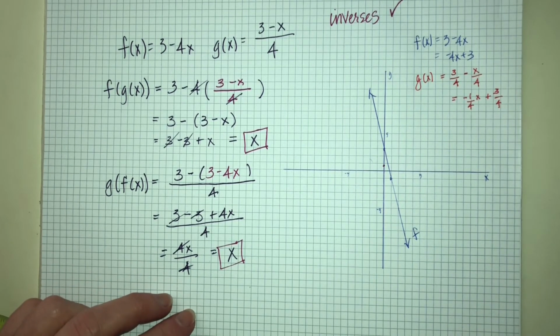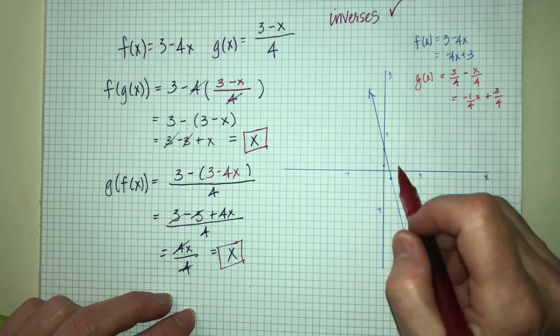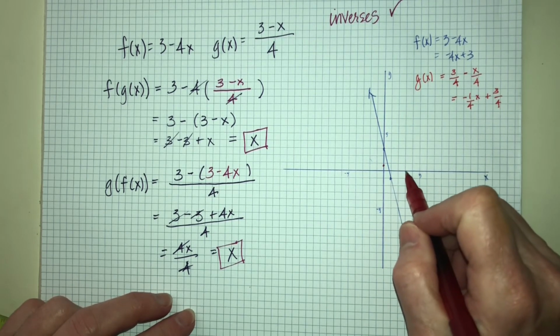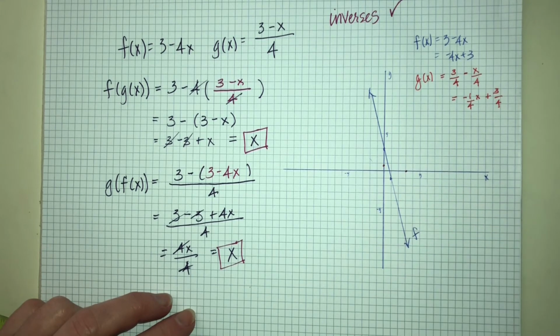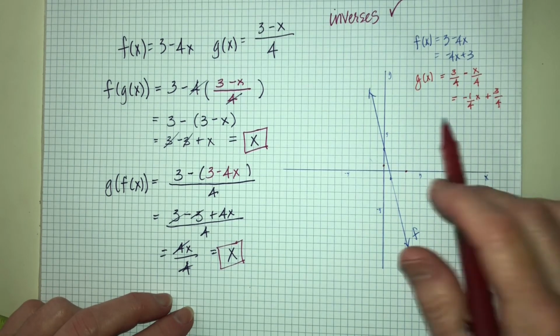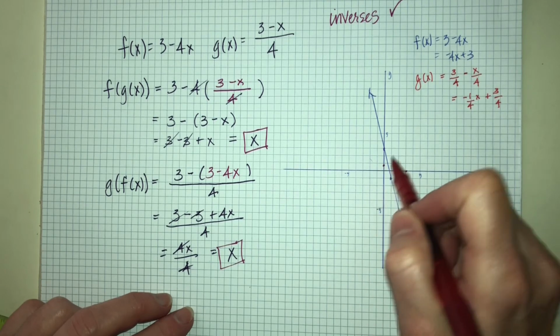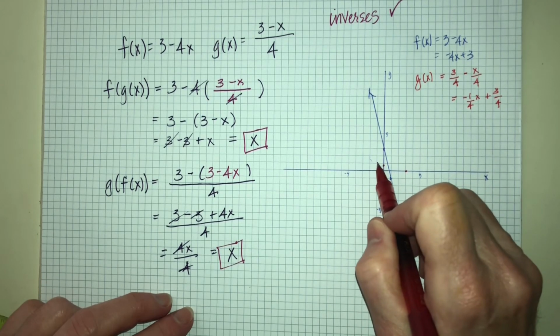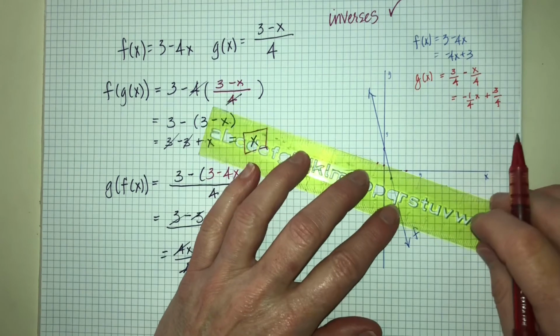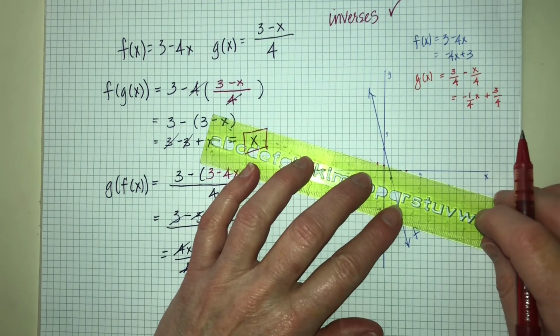Let's see. If I let x equal 3, that will give me 0. And if I let x equal negative 1, that will give me 3 minus negative 1 is 4. 4 over 4 is 1. So negative 1 for x will give me positive 1 for y. So there's my line for g of x.